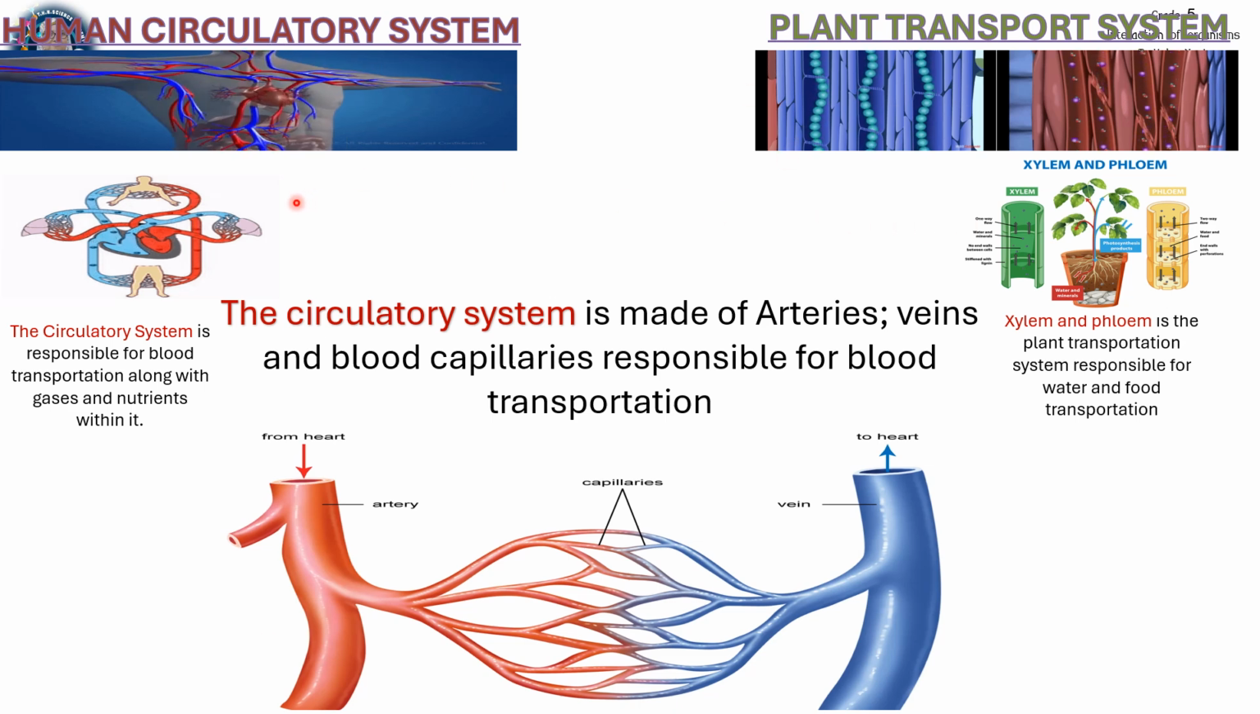The circulatory system, or the human circulatory system, is made of arteries and veins. The artery that's coming from the heart carries oxygenated blood. The oxygenated blood is moving from the heart to all parts of the body. It will go into the digestive system, taking the nutrients and transporting them to all body parts.